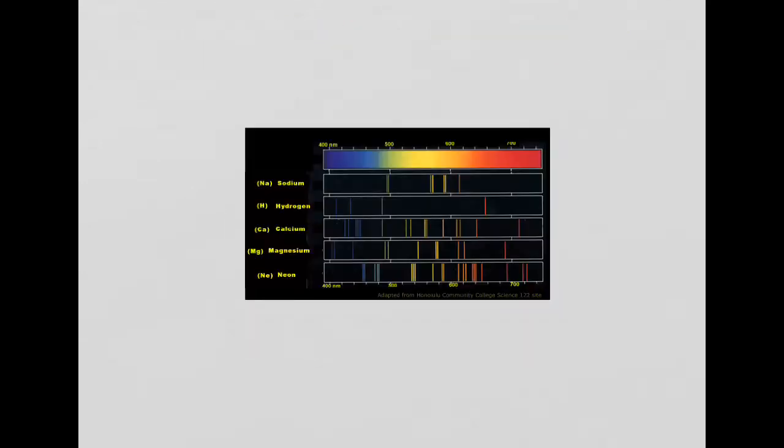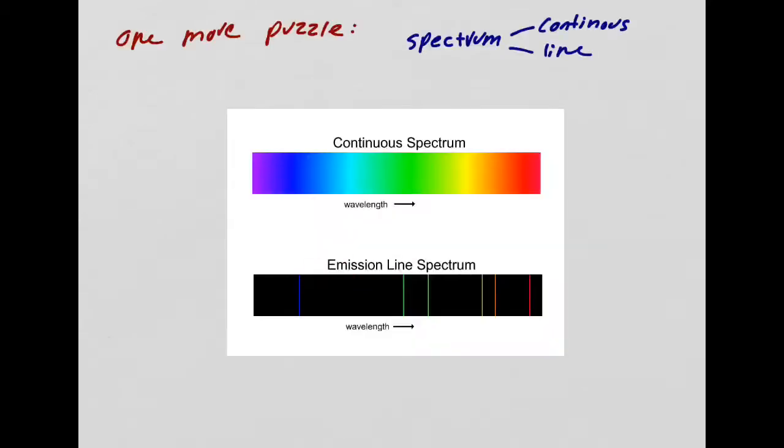Now look over here. Sodium, hydrogen, calcium, magnesium, neon, all the elements, all the atoms, when they get excited, they emit line spectrum. And that was really interesting to the scientists. All the elements, when they get excited, they get energy, they go to the higher energy level, they come back down, they emit light, they always are going to have line spectrum.